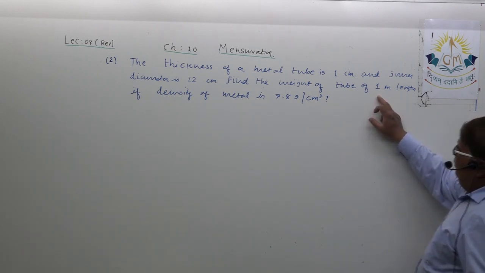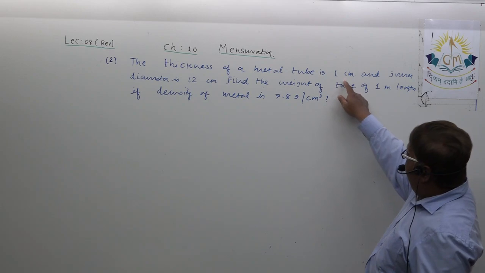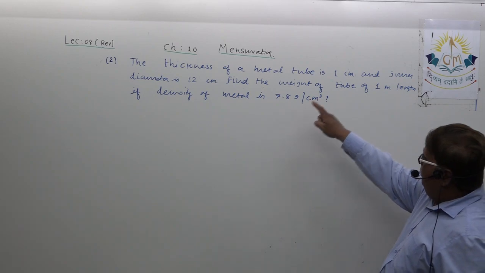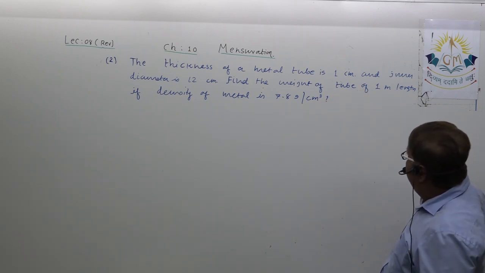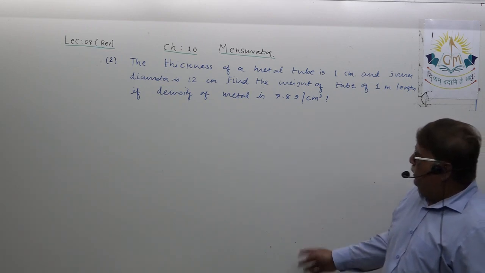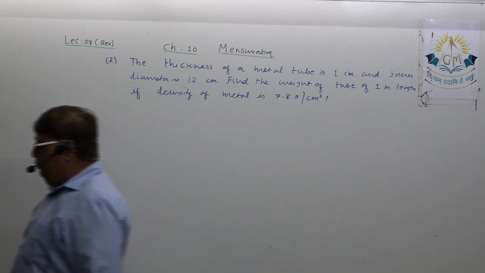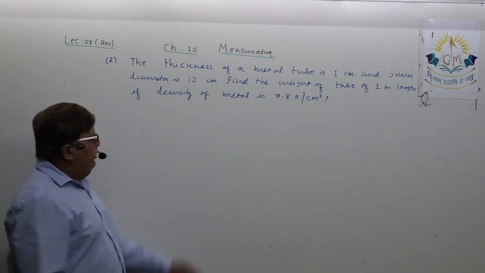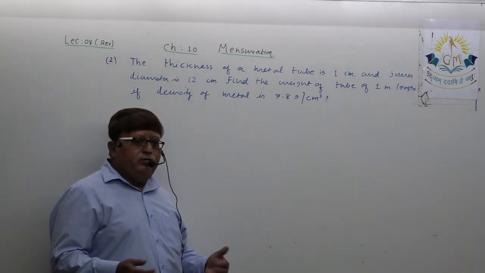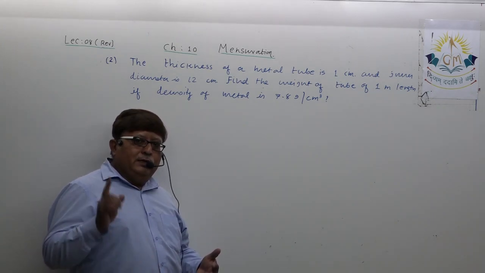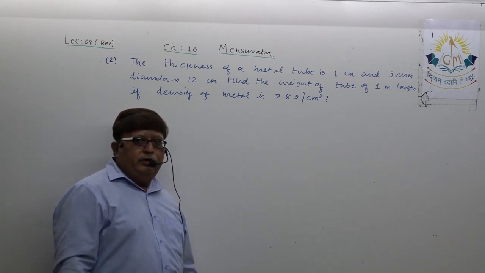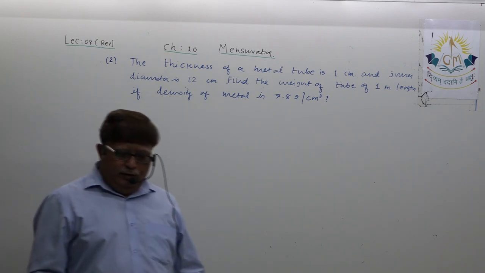1 meter, you can visualize the data. Thickness is 1 centimeter. Inner diameter is 12 centimeter. You have to find the weight of the tube if the density of the metal used to manufacture the tube is 7.8 gram per cubic centimeter. Indirectly, the density means they want to imply that the weight of 1 cubic centimeter is simply 7.8 gram.